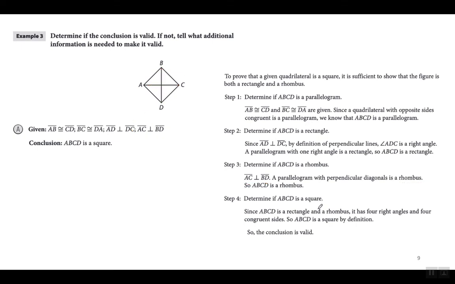Step 4. Determine if ABCD is a square. Since ABCD is a rectangle as well as a rhombus, that means it has 4 right angles and 4 congruent sides. And that's what you need to be a square. To be a square, you got to be a quadrilateral, let me say that better, a parallelogram with 4 right angles and 4 congruent sides. So that's how you determine that it's a square.